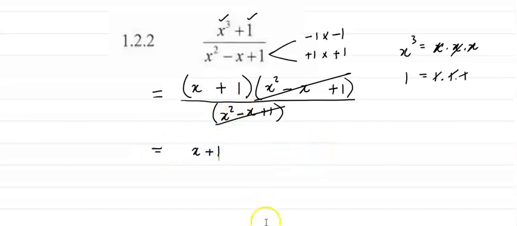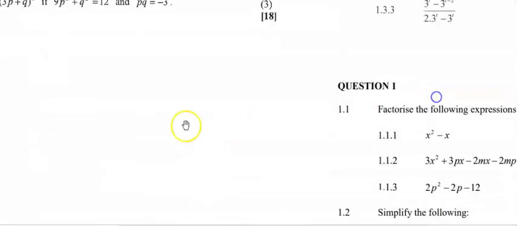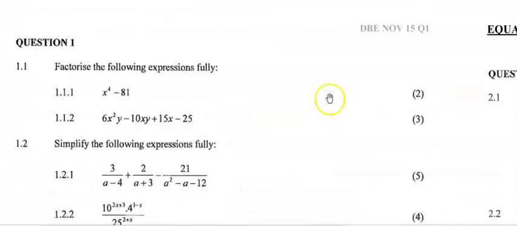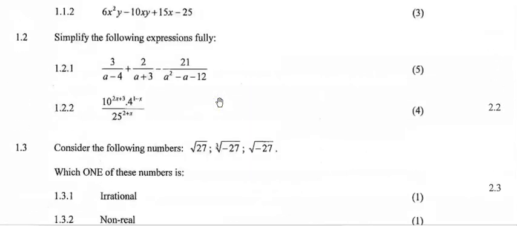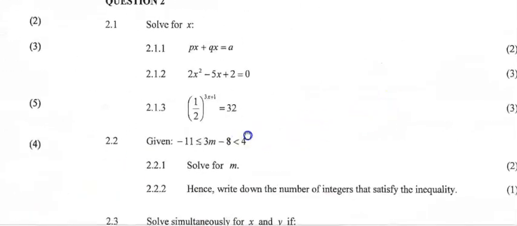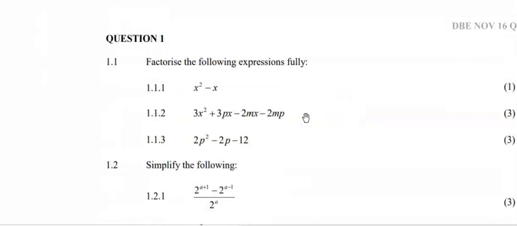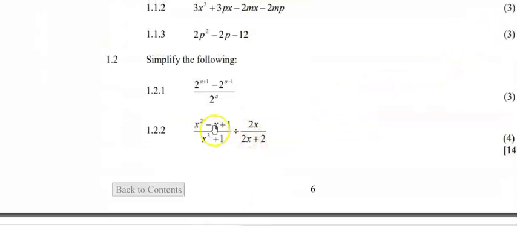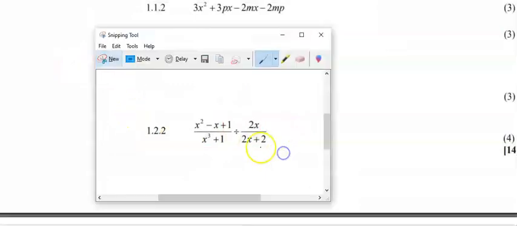Let's go look at another question. So that was from the November 2017 paper. So let's go further down here. 2015. What do we have here? Any fractions here? We got factorization there. And what's this paper here? There's the question here from the 2016 paper, right? November 2016. There's a question here, right? Simplification of fractions, algebraic fractions. So another 1.2.2.